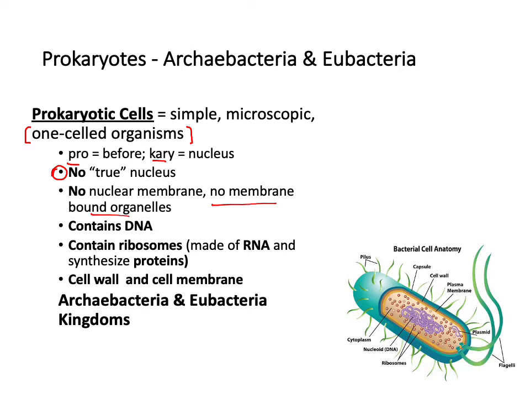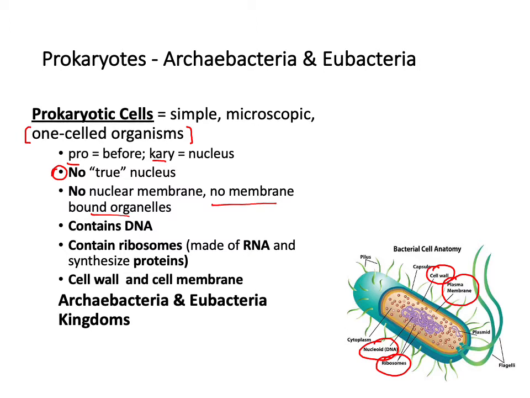What they do have, though, is DNA. So again, they have to be able to perform that central dogma of genetics. So they have DNA. They have ribosomes. Ribosomes are also required in that central dogma. And just like we saw, we need a plasma membrane to survive, so do prokaryotic cells. In addition to their plasma membrane, prokaryotic cells also typically tend to have a cell wall. This just adds some extra protection to these single-celled organisms. And prokaryotic cells are found in the organisms that make up the archaea bacteria and eubacteria kingdoms.